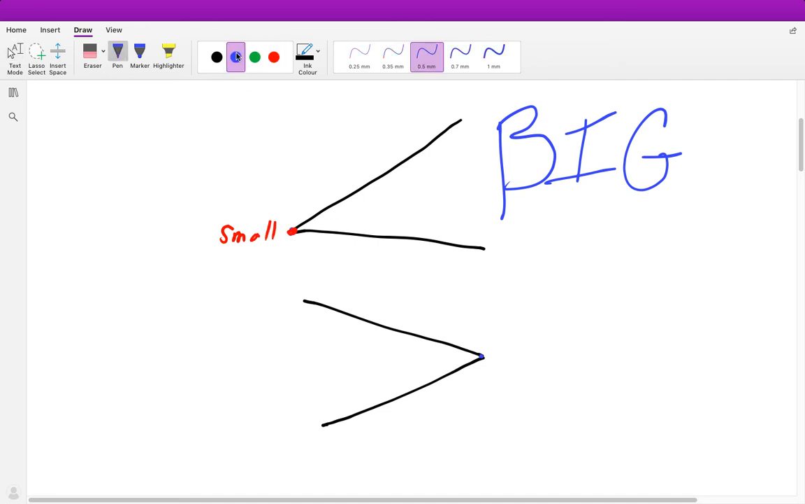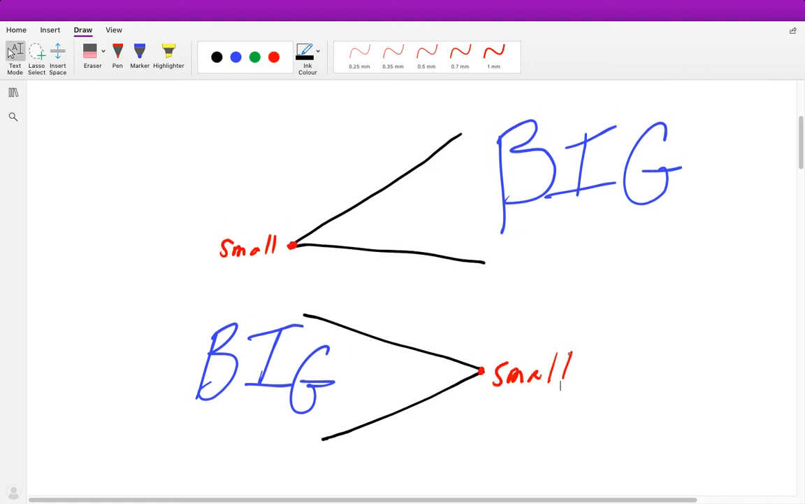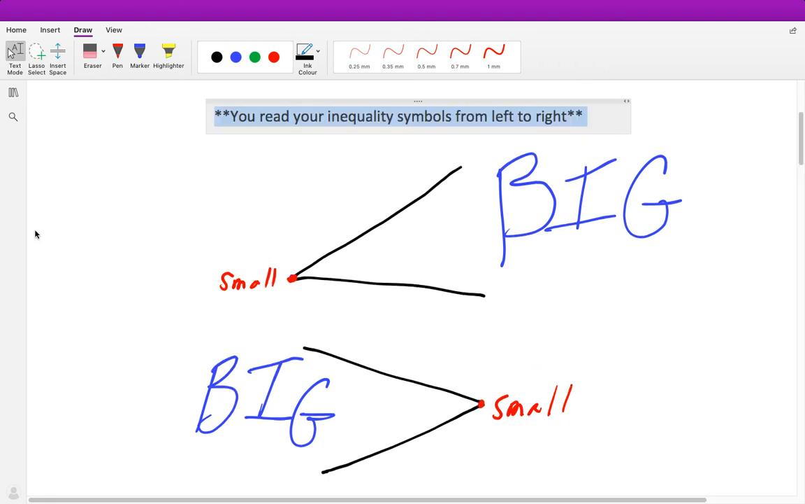All right, so if we look at here, it's opening up. So this number or this side would represent our bigger side. And here where it comes and closes into the small, tiny little point, that is going to be our smaller side. All right, so that's one way that you can think about this as to know exactly which side it is opening up to. I'm going to also talk about the alligator mouth that you guys probably would have seen before.